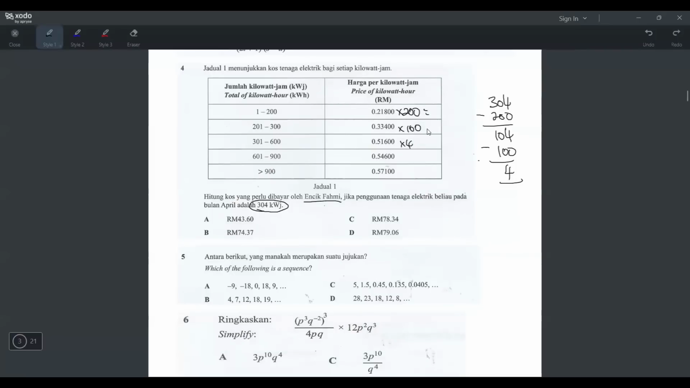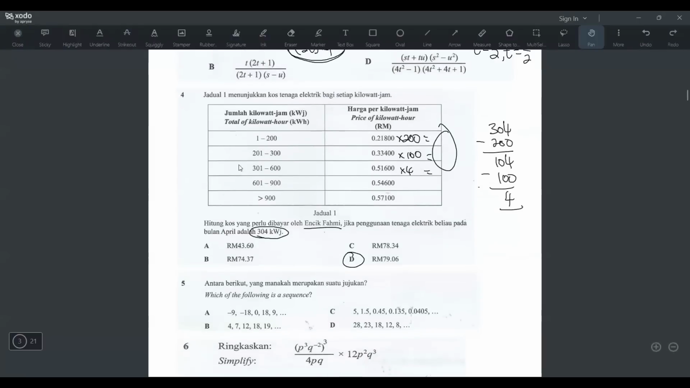Alright, so now you tekan, and then tambah semua. Okay, I will just use my calculator and then just tekan lah. Okay, 0.218 times 200 plus 0.334 times 100 plus 0.516 times 4. Okay, if you tekan sama-sama, you will get 79.064. Right? So the answer is obviously D. Okay, so number 4, okay, so this is how you calculate the electricity bill.